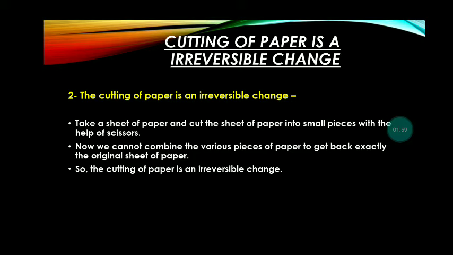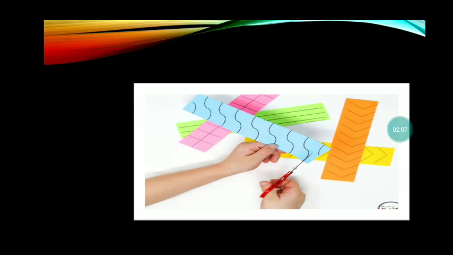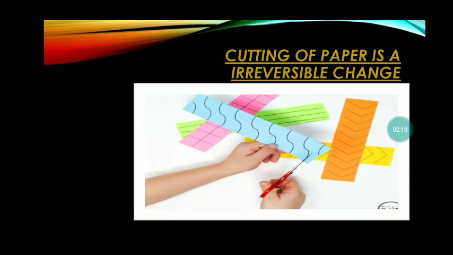So the cutting of paper is an irreversible change, or the change which occurs during the cutting of paper cannot be reversed. You can see in the picture a man using scissors to cut the paper, and the paper will not get back into the original shape and size. So this is an example of irreversible changes. So let's take another example.